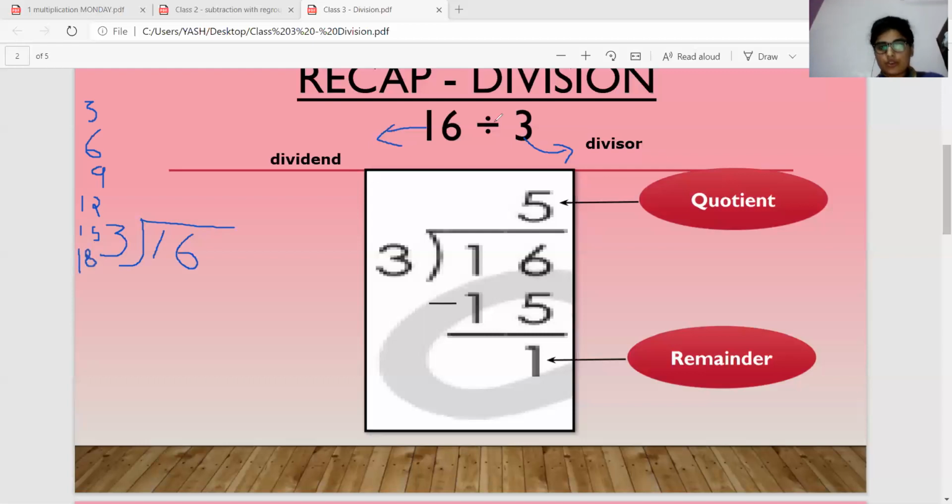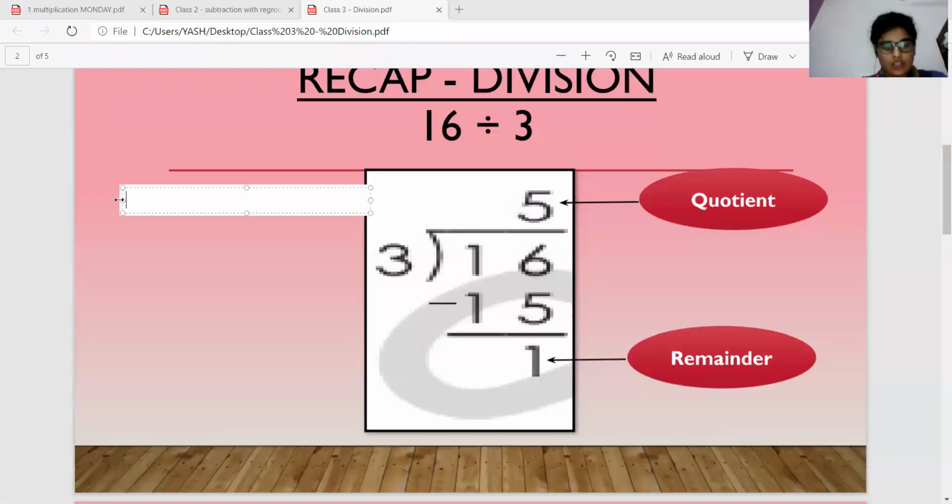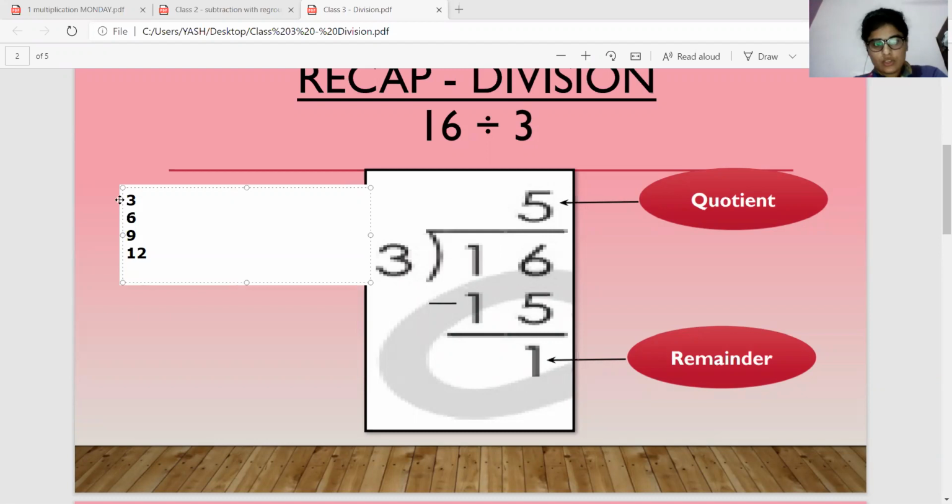Okay, so you can write like this also. 3 into 1 is 3. 3 into 2 is 6. 3 into 3 is 9. 3 into 4 is 12. 3 into 5 is 15. 3 into 6 is 18. 3 into 7 is 21. This is how I can write the full table, but the thing is I need only 16.